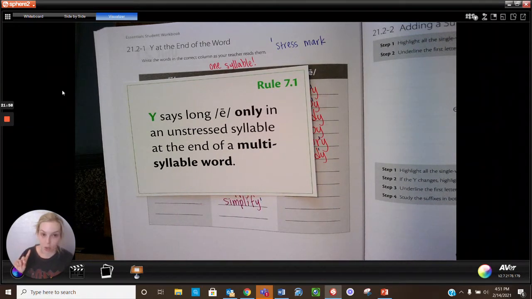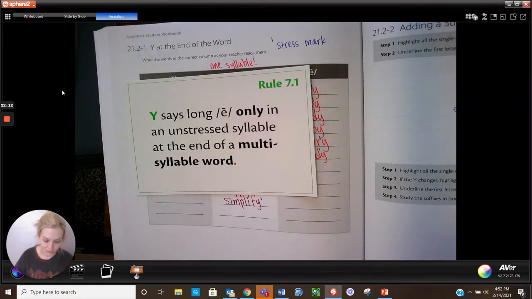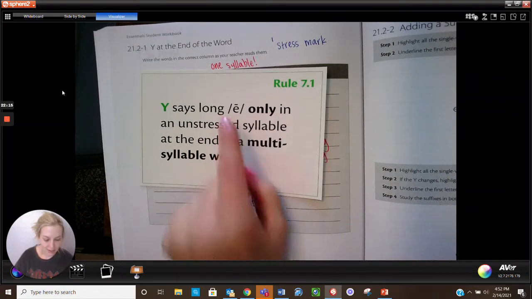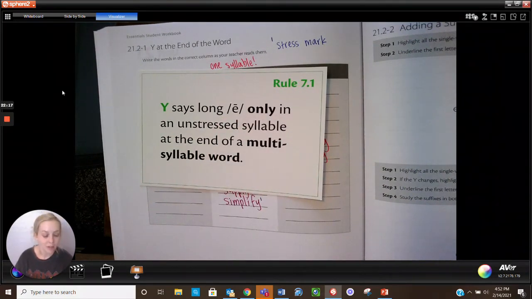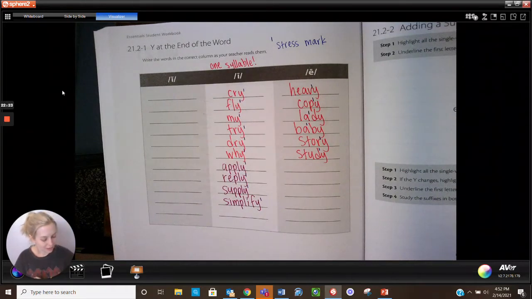So, does Y always say I at the end of a one-syllable word? Yes, it does. Does Y always say E at the end of a multi-syllable word? No. It says E in an unstressed syllable and I in a stressed syllable. Nicely done. Okay.